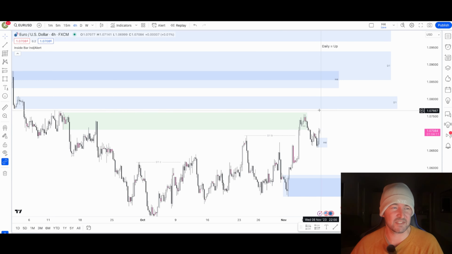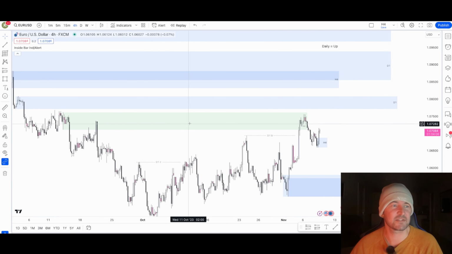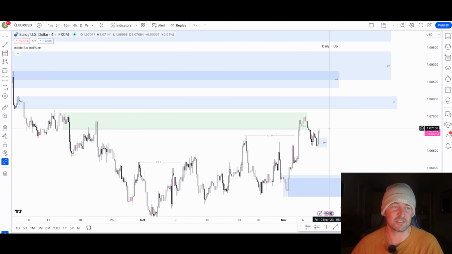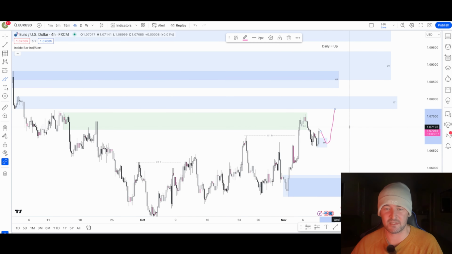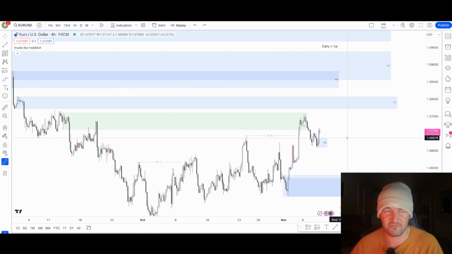So the target was essentially for the H4 for us to go up and tap this daily. We haven't done that just yet. So I think that the market, looking at the H4, is probably going to come down, grab this liquidity down here and work our way up to this zone. So really on the M15, I'm really invested in this area.